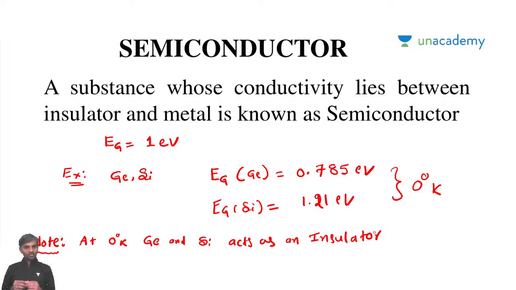Because the energy of this energy gap cannot be acquired by the electrons at 0 degrees Kelvin. At 0 degrees Kelvin, the electrons in the valency band cannot acquire this much energy, and they cannot go from the lower energy level to the higher energy level. That is, they can't jump from valency band to conduction band. Because of that reason, at 0 degrees Kelvin, germanium and silicon act as an insulator.